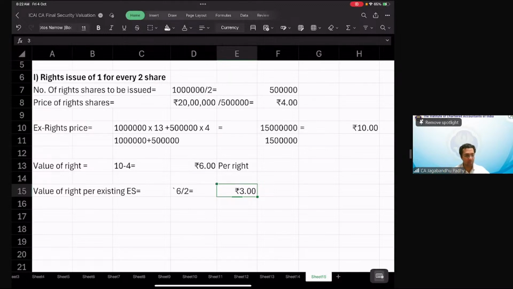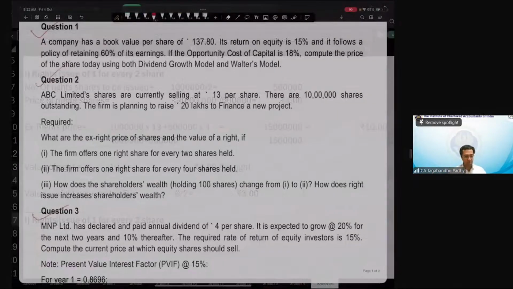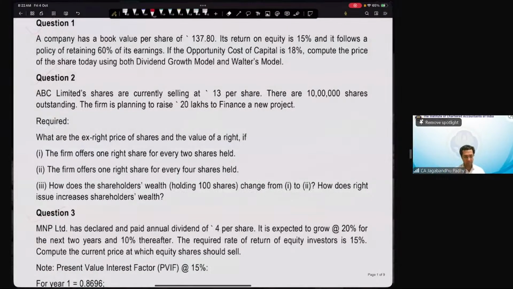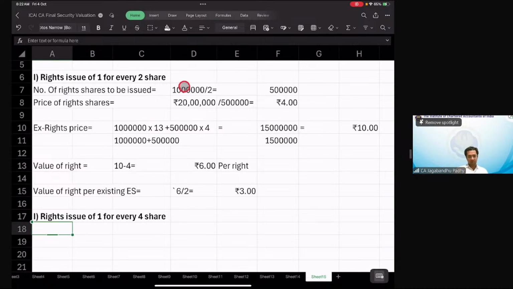Now the same calculation is required for rights issue for every 4 shares. Can you do the same numbers for 4 shares, everyone? Can you try it? Solve it and quickly give me the answer. A minute's time for you. Give me the theoretical X rights price, value of the right, and value of right on a per existing equity share.